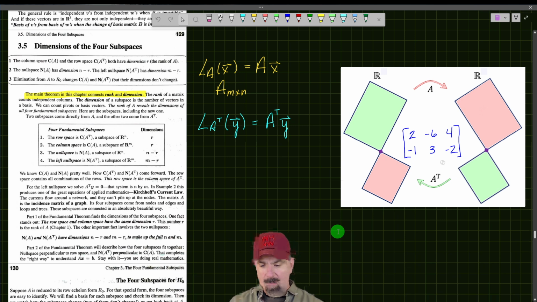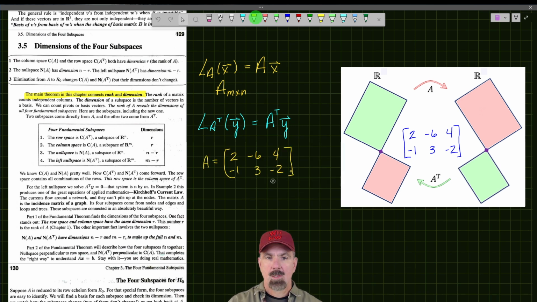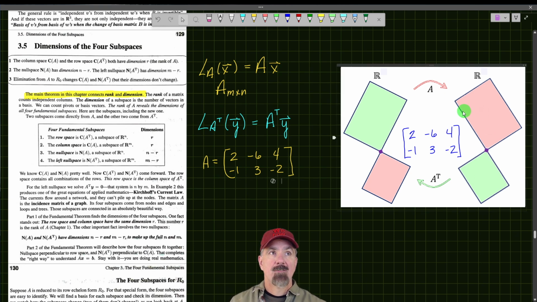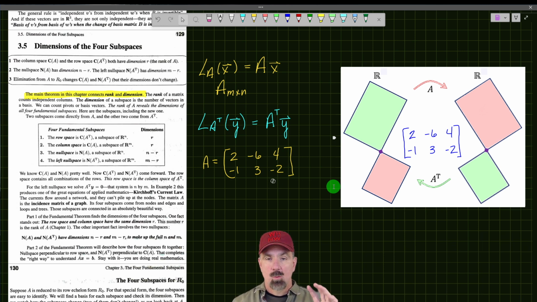So let me copy that down. All right, so here's our A matrix, which I have in here. And what we want to do is think about these different spaces and what their dimensions are. Remember, the definition of dimension is the number of vectors in every basis. And we're going to think about the rank of this matrix as well.